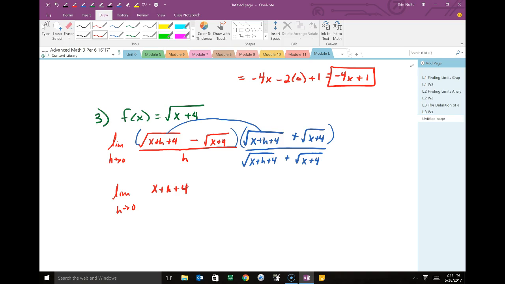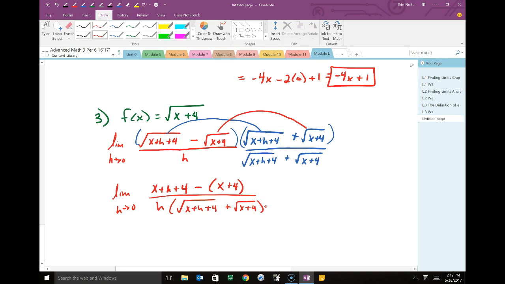So now if I multiply a negative square root of x plus 4 times a positive square root of x plus 4, I am left with, and when you say x plus 4, you are not saying parentheses, but we have to write the parentheses because it's being subtracted. x plus h plus 4 over.